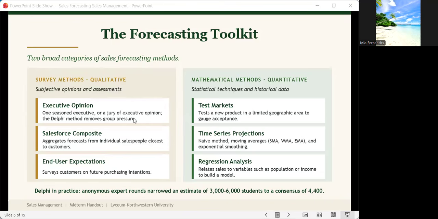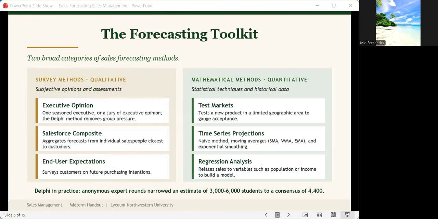Next one is end user expectations. So in here, it's more on customer surveys. So survey customers directly about future purchase intentions. Again, in here, it's about getting information from the customers. So that's how qualitative or survey methods work.